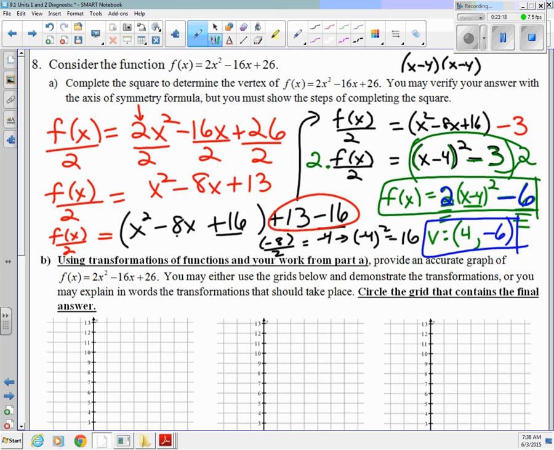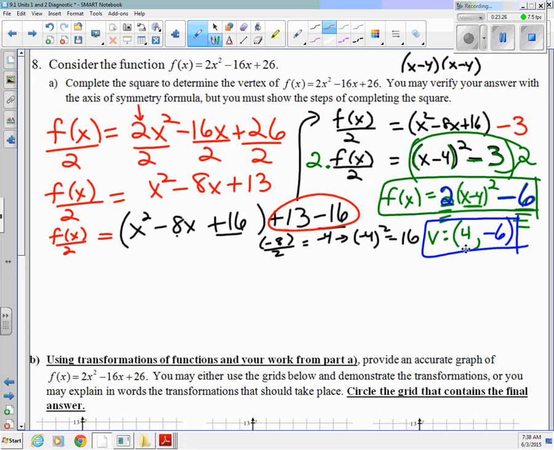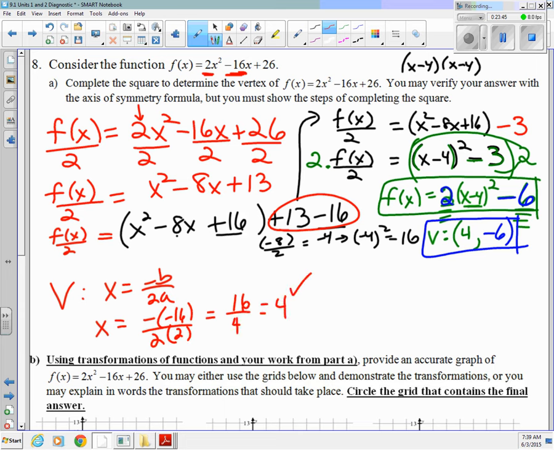You could verify that, by the way, using the vertex formula. So if you're not sure of what that looks like, your vertex formula is x equals negative b over 2a. And so I get negative b, I'm looking at my original, so my b is negative 16, so I have the opposite of negative 16 over 2 times a, which is 2. So I get 16 over 4, which is 4. That jives exactly with my x-coordinate.